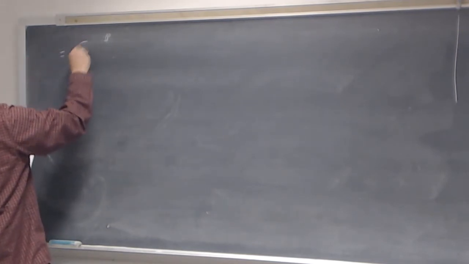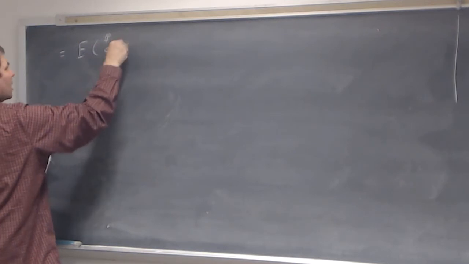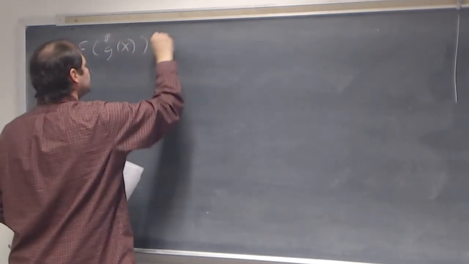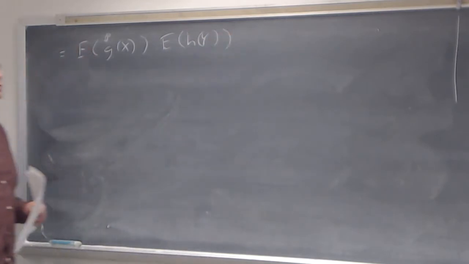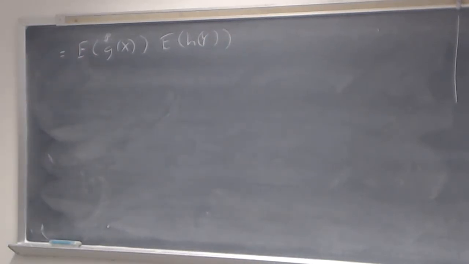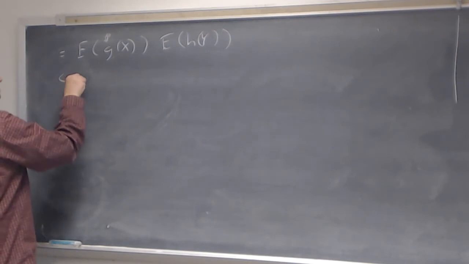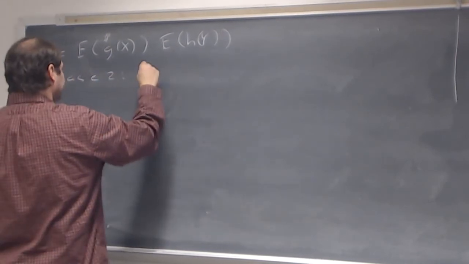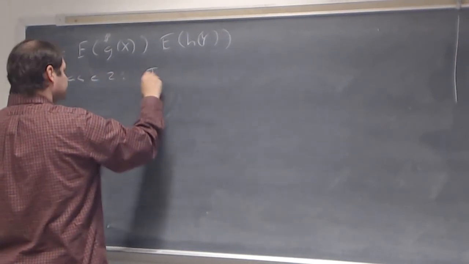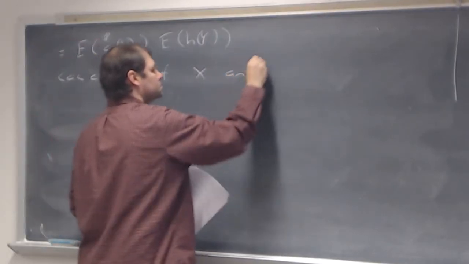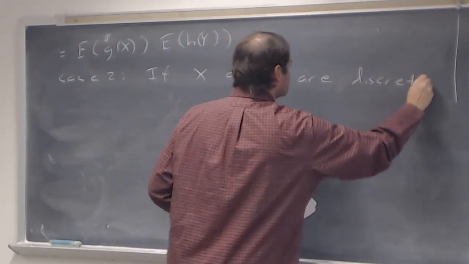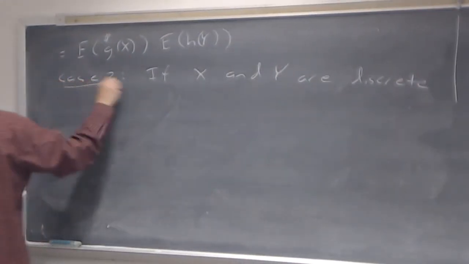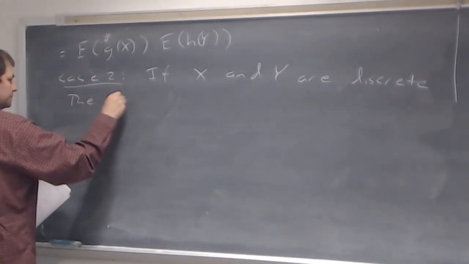Which is equal to the expected value of g of x times the expected value of h of y. And that's what we wanted to prove in this case. In case 2, I'll just make a comment, and that's the discrete case. The proof is analogous to case 1.